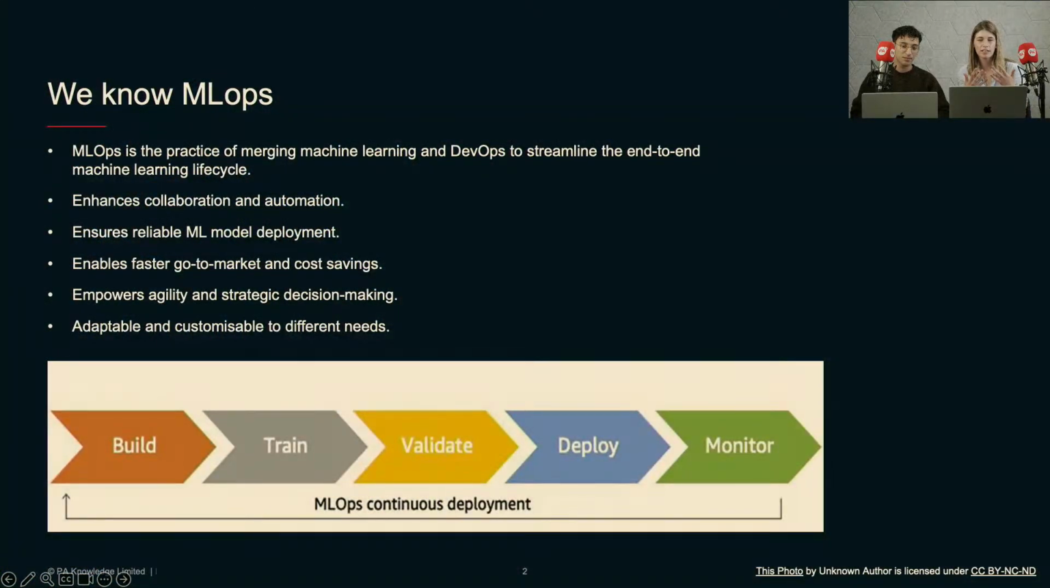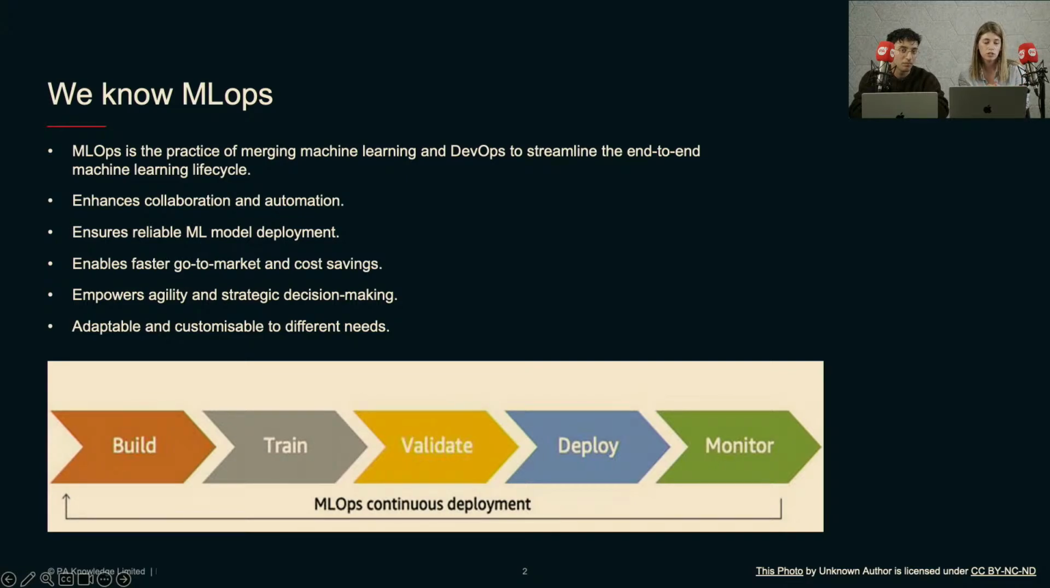So just to do an overview, if you're here listening, we already have an idea of what MLOps is. We understand that it's a practice of merging machine learning and DevOps to streamline the end-to-end machine learning lifecycle. We also know it enhances collaboration and automation. It makes for more reliable ML model deployment, helping with faster go-to-market and also saving costs.